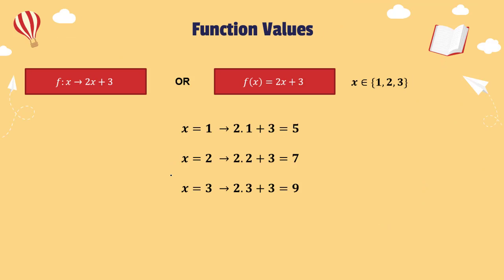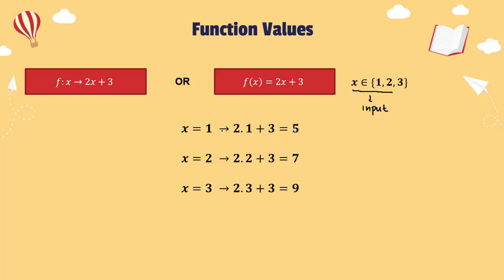Next, for the next topic, we will learn about function values. If I have a function f maps x to 2x plus 3, or we can write the function notation f(x) is equal to 2x plus 3 with x, or the input, an element of 1, 2, and 3. So to find the dependent variable, we have to do a substitution for all of the x or input into the formula 2x plus 3.